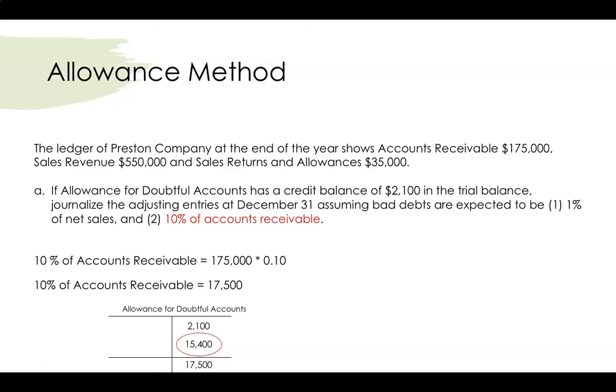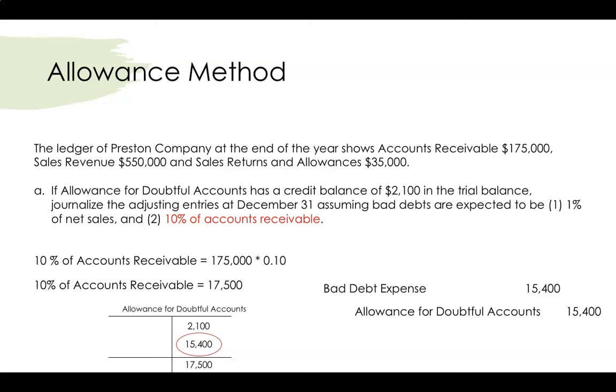Well, we can just subtract those two amounts and see that we need to credit allowance for doubtful accounts this 15,400. So in our journal entry, we will debit bad debt expense and credit allowance for doubtful accounts for that 15,400.